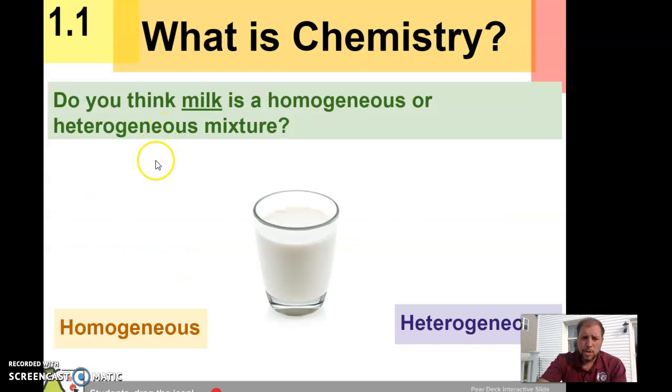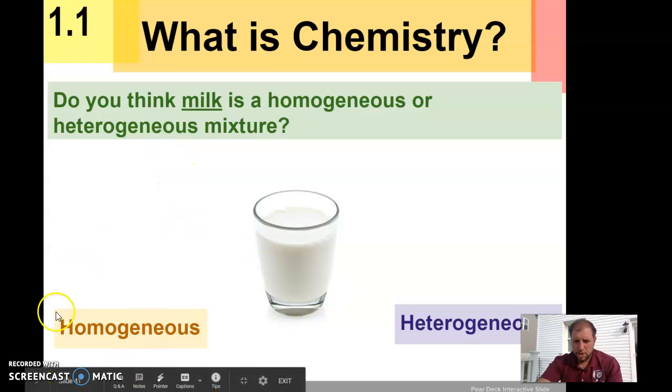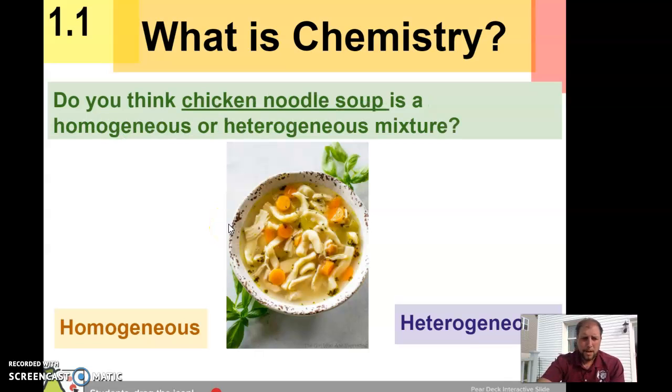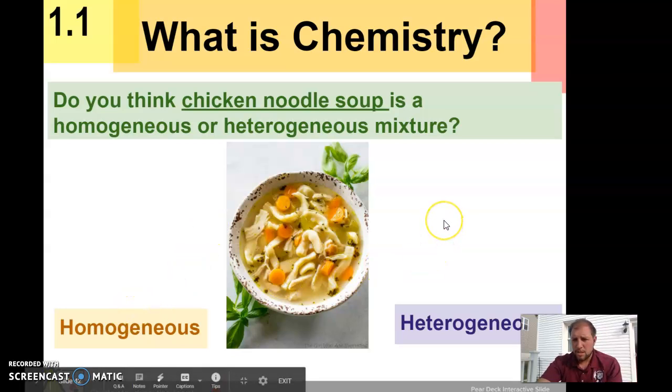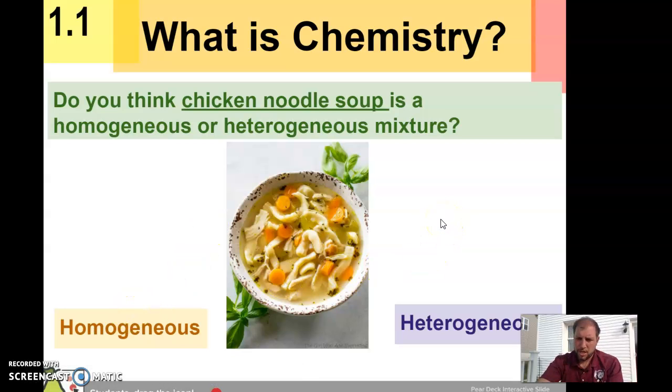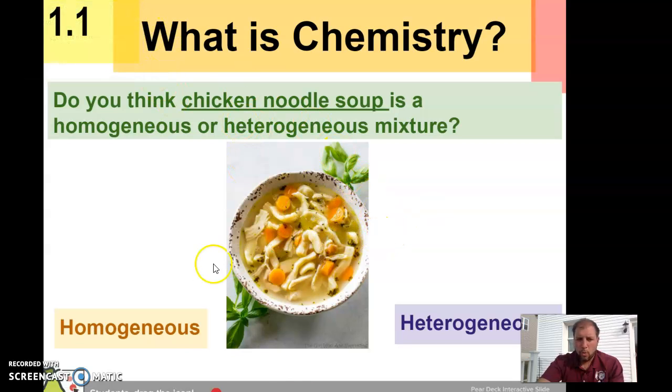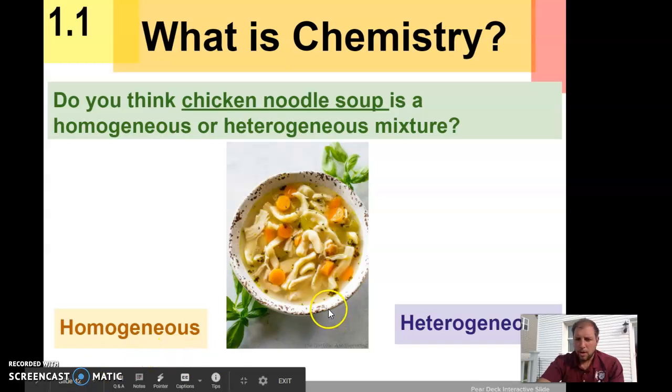So here's a question. Milk, what is it? It's homogeneous because it's evenly blended. It looks like just one thing. And you can't really tell what it's made of unless you take a sip and you're like, there's some water, there's some fat in here, there's some flavor. All right? Chicken noodle soup, is it homogeneous or heterogeneous? It's heterogeneous, all right? Because you can look at chicken noodle soup and you can tell what it is made of.